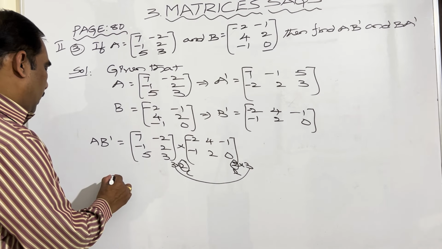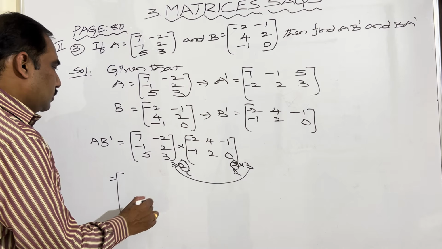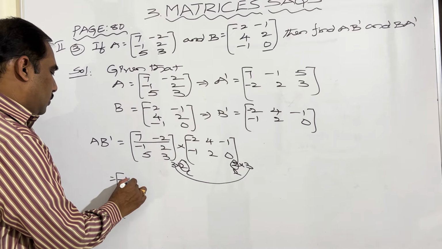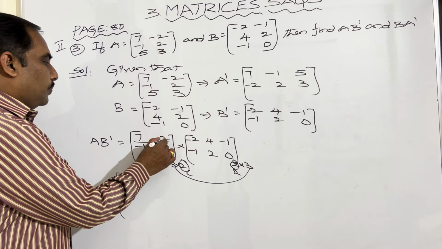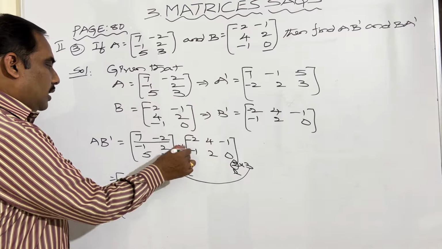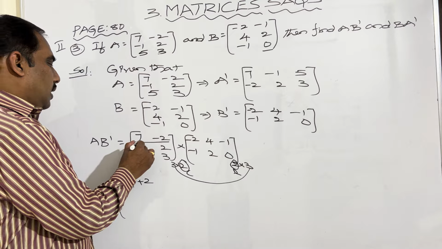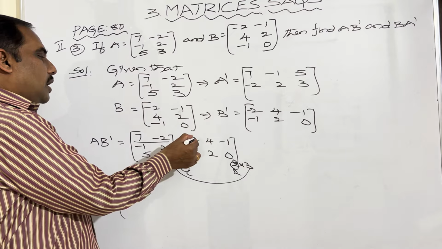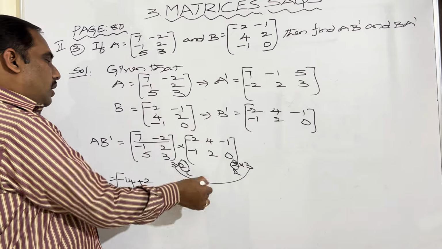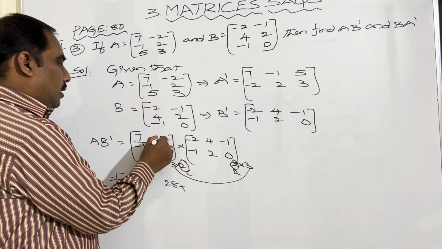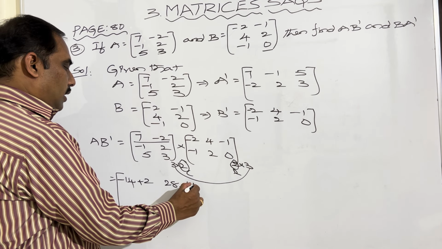We can multiply that. First row, first column multiplying: 7 into minus 2, that is minus 14, and plus minus 2 into minus 1, that is 2. Now first row, second column multiplying: 7 into 4 is 28, and plus minus 2 into 2, that is minus 4.